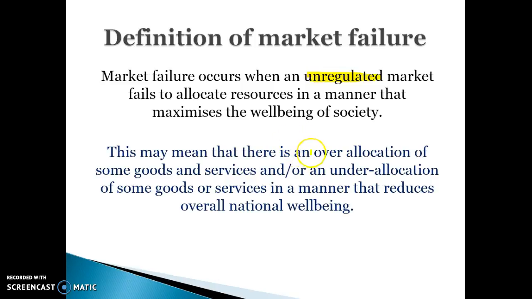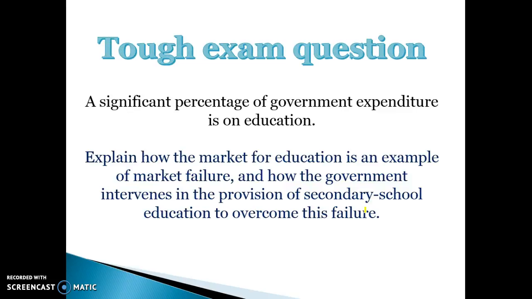And this will lead to an over-allocation of some goods and services, and generally that's goods and services that have negative externalities, and an under-allocation of other goods and services, and that includes public goods, merit goods, and goods with positive externalities, in a manner that reduces the overall national well-being. So the first market failure we're going to look at is education.